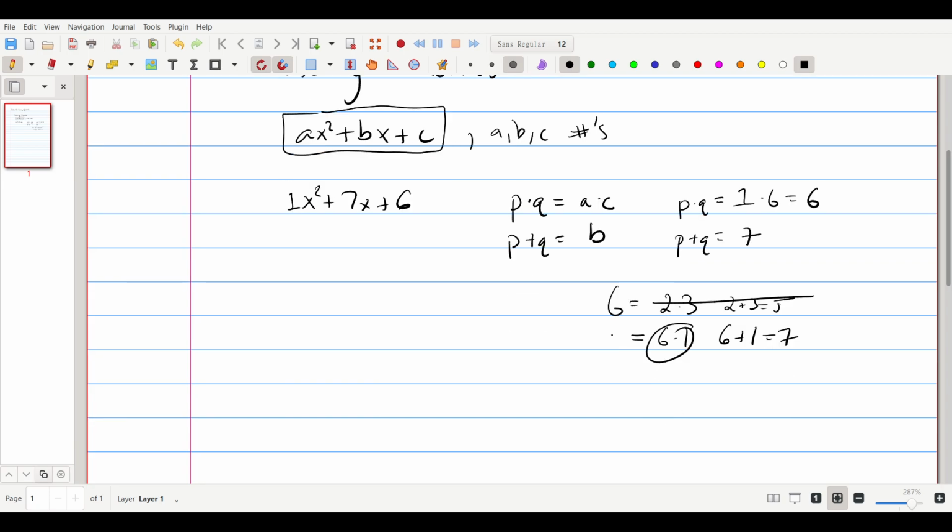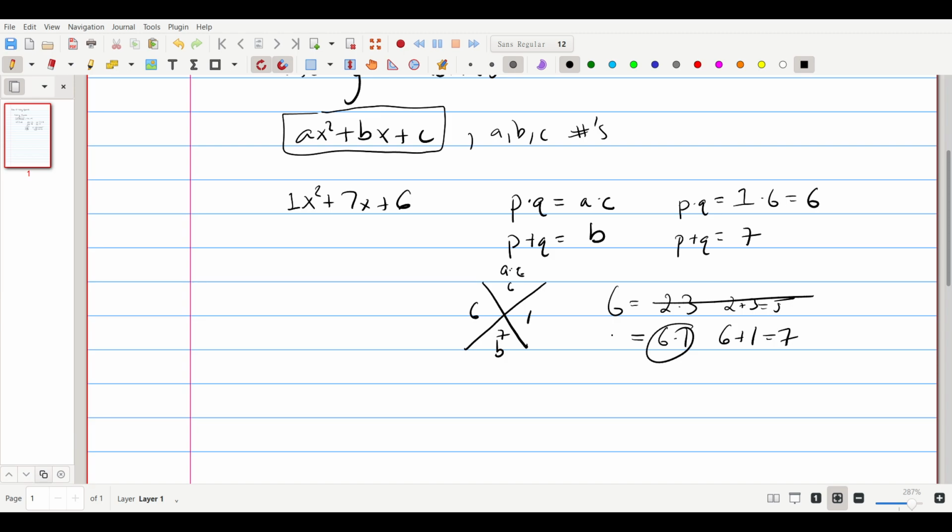And so you may see someone use a method like this, where they put a times c up here and b over here, and essentially it's the same idea, just written a little differently, right? We need a number that multiplies to 6 and adds to 7, and then you put the numbers that you get over here. So here we have 6 and 1, just showing you two different ways of showing your work here.